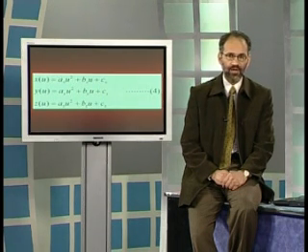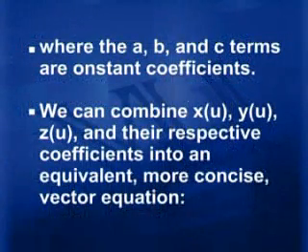So these three functions, x of u, y of u, z of u, would be giving us the x, y, and z coordinates for the vector p. And these have been defined as these equations, second degree polynomials, where the a, b, and c terms are constant coefficients. We can combine x of u, y of u, and z of u and their corresponding respective coefficients into an equivalent, more concise vector equation.